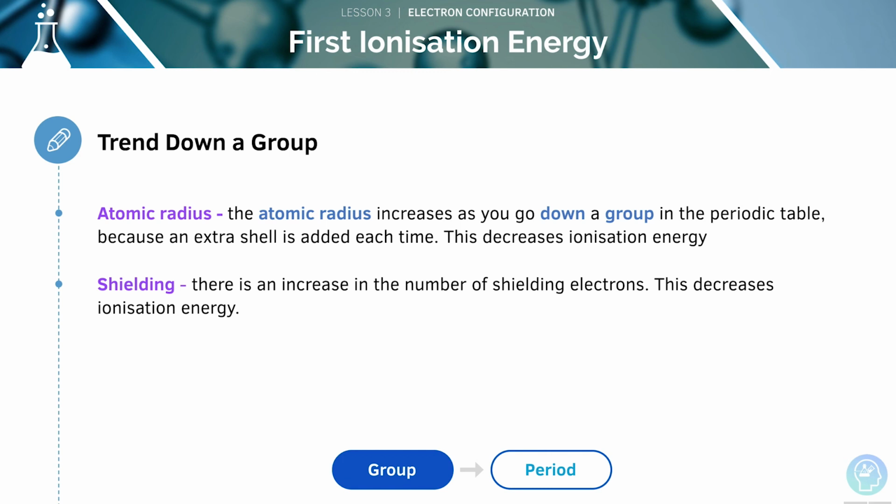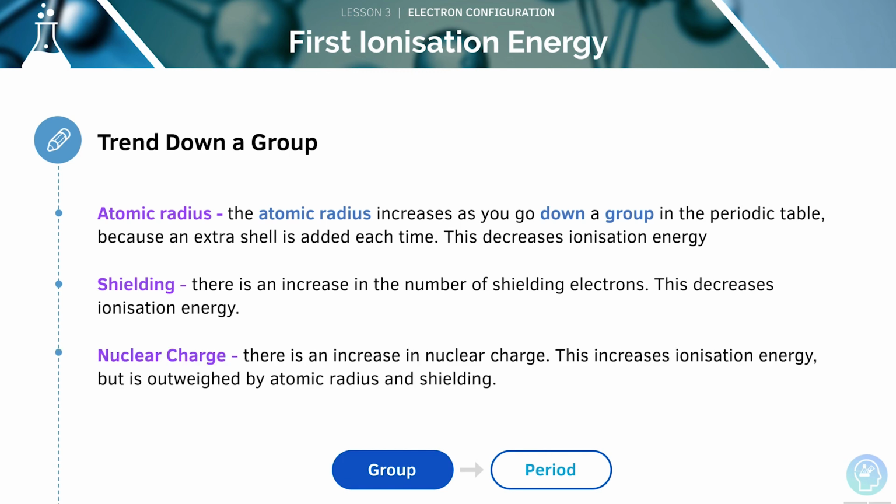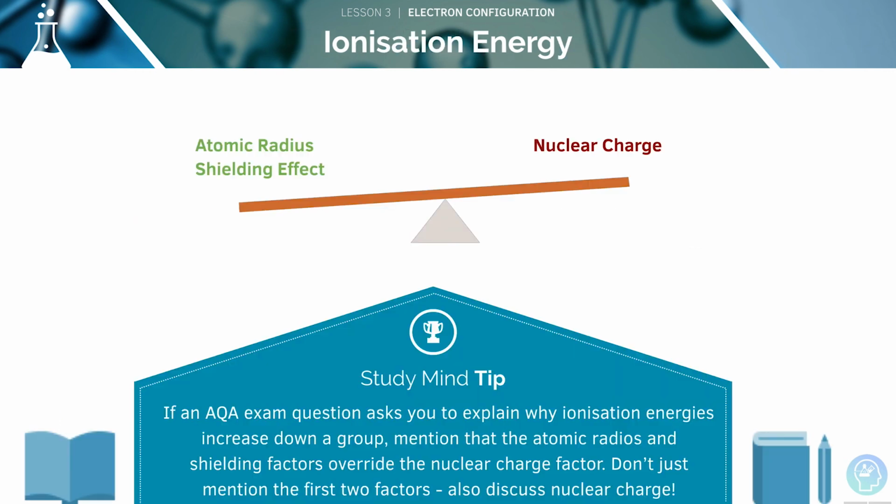The shielding effect will also increase as you go down the group. As an extra electron is added each time you go down the group, the number of inner electron shells will increase.